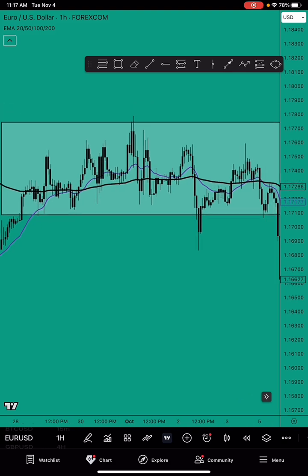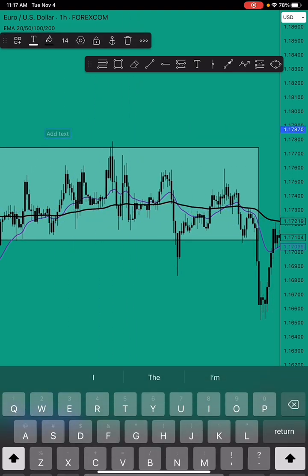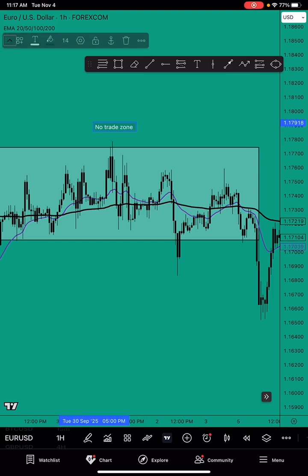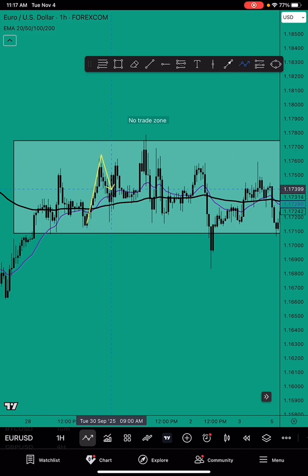This is a no trade zone. Do not trade during a consolidation. Don't think, oh, you know what? I'm going to trade in here. I'm just going to scalp it. I'm going to catch this move here, and this move here, and then this move here. No. As you can see, there is no structure in this.